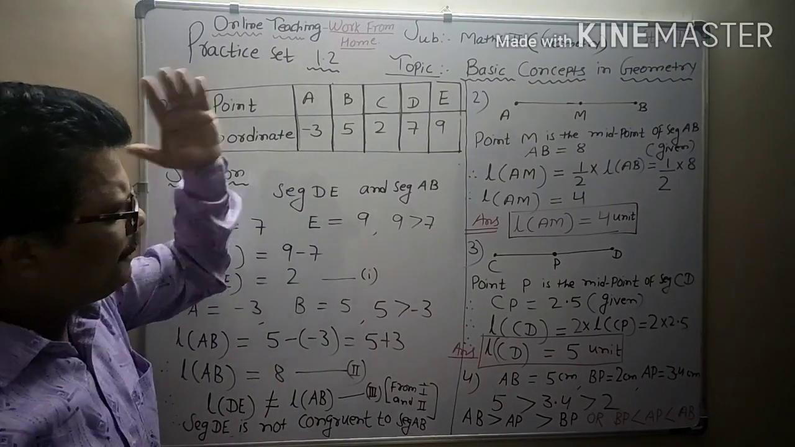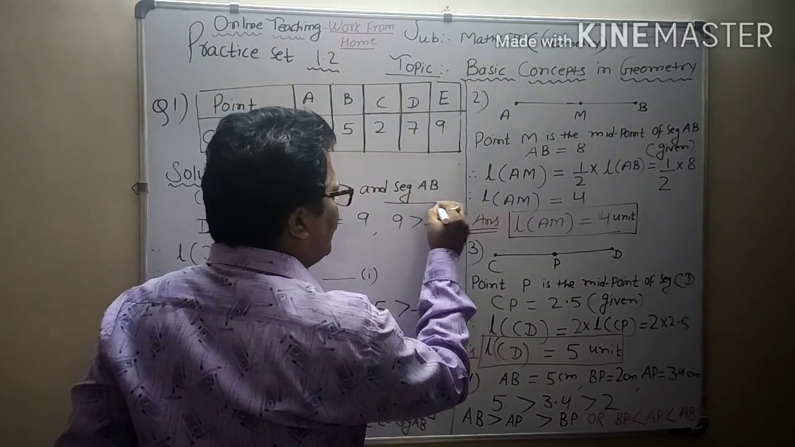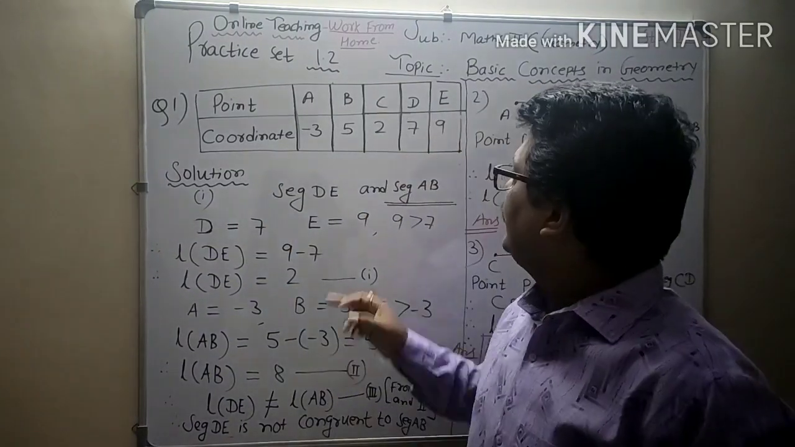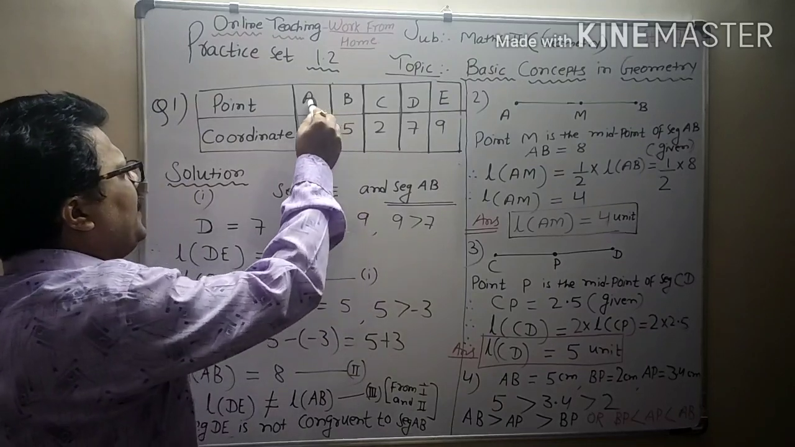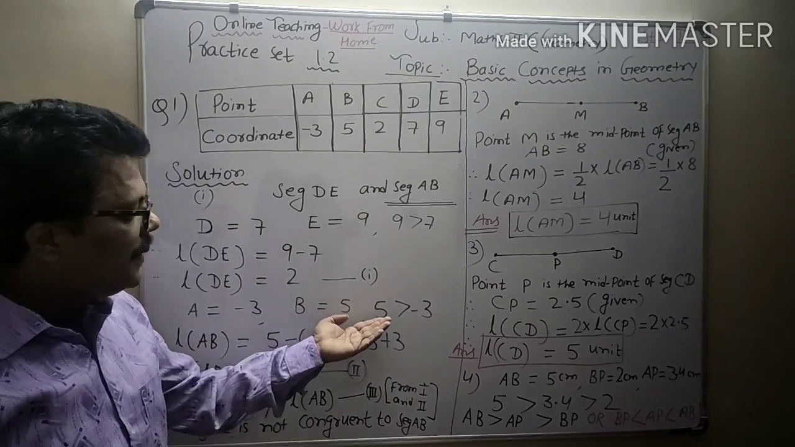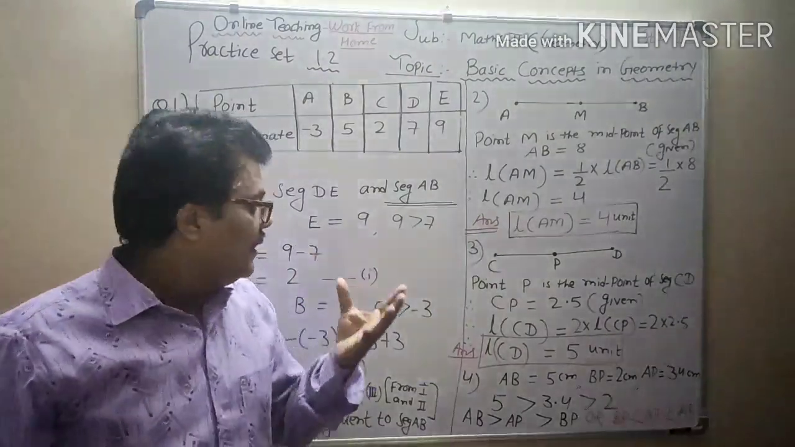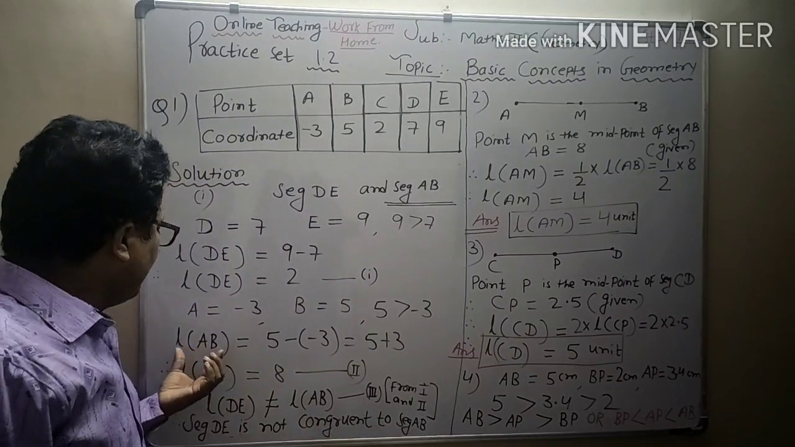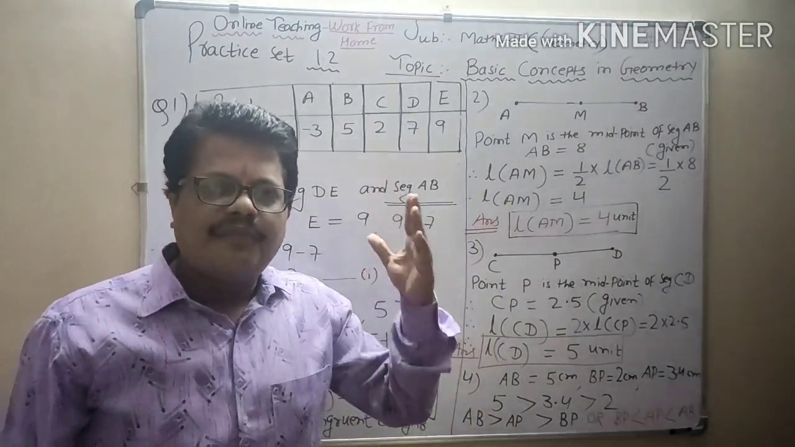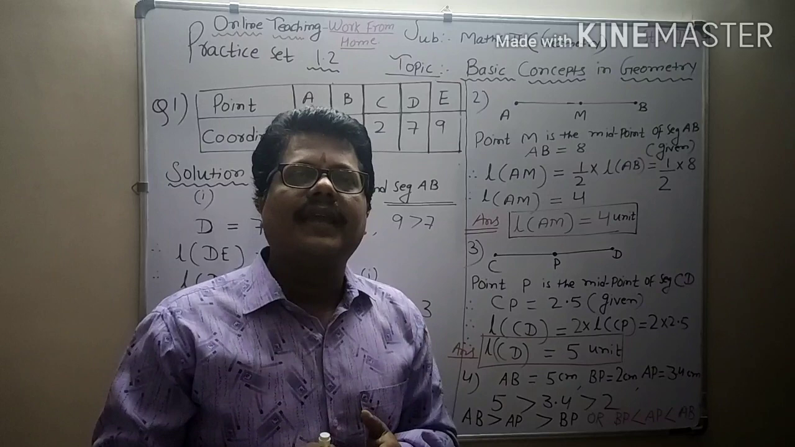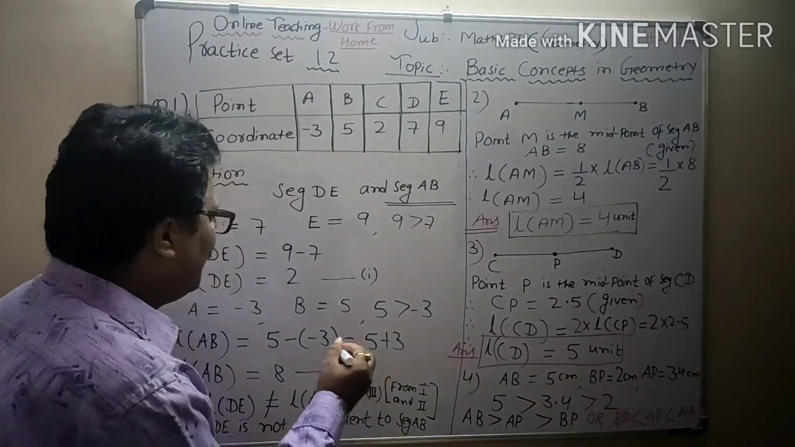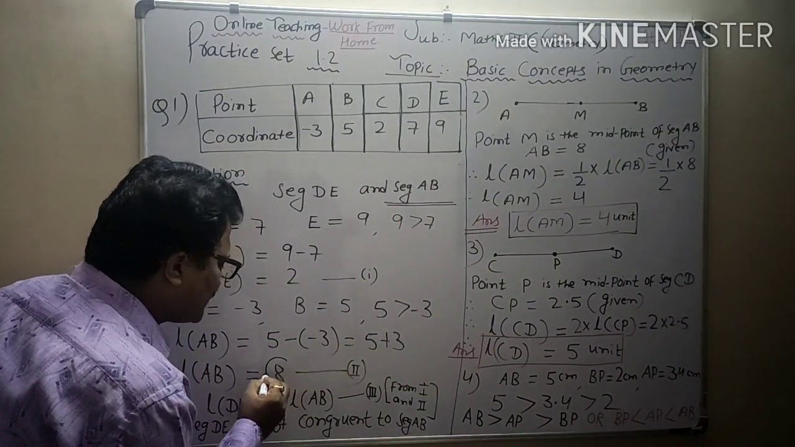Now then come to the second part. What is the second part? Segment AB. Segment AB means length of AB we have to find out. Let us see the coordinate of point A. Coordinate of point A is minus 3. Coordinate of point B is 5. And then which number is greater? Definitely, of course, 5 is greater than minus 3. Length AB equals to bigger coordinate minus smaller coordinate. 5 minus of minus 3. Double minus make it plus. And then it becomes 5 plus 3. 5 plus 3. The answer comes as a 8.